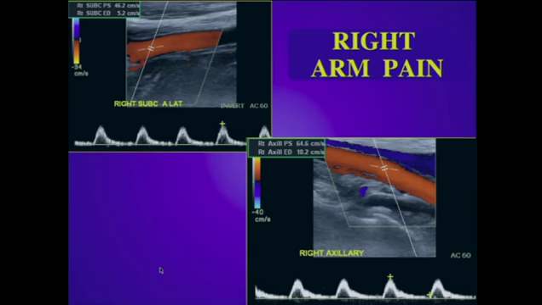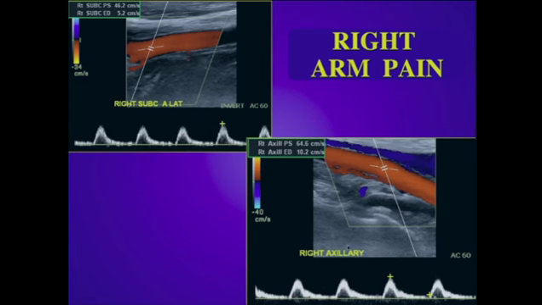We expect to see similar findings in lesions involving the upper extremities. Here's a patient that presented with right arm pain, and we notice from samples obtained in the right subclavian artery that we've lost our triphasic waveform. Velocities are abnormally low, about 46 centimeters per second. Again, we have a slow rise to peak systole, continuous forward diastolic flow. This certainly has a tardus-looking waveform, indicating there's likely a proximal lesion.